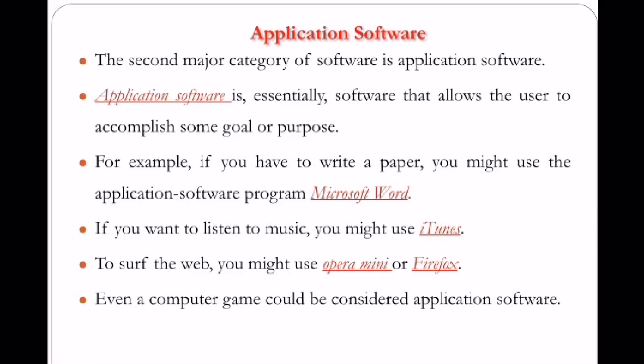Then the second type of software is application software. Application software is essentially software that allows the user to accomplish some goal or purpose. Software we use for some purpose, we call it application software.